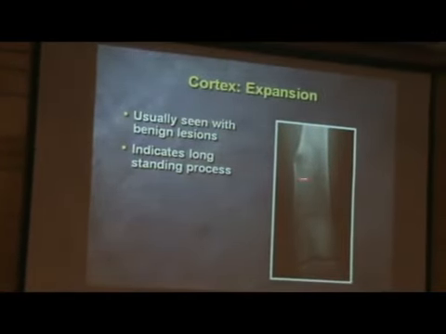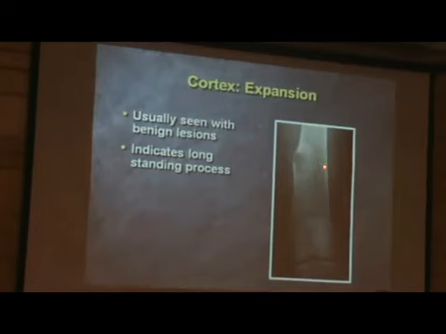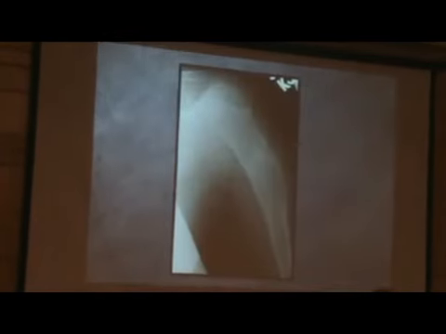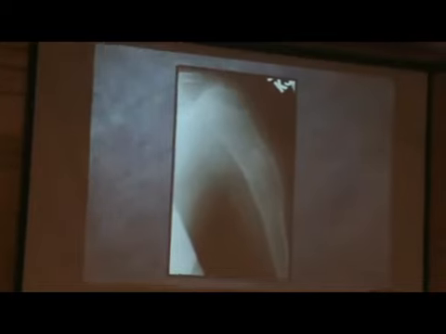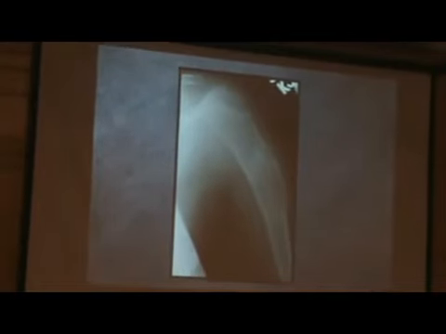Overlying cortex usually is expanded if it's a benign lesion. If there's expansion, we always consider that a good sign, meaning that the lesion has been there for a long time and gave the body a chance to remodel around this area. Here's a good example of that in this patient with a non-ossifying fibroma. You can see that there's an eccentric lesion with well-defined sclerotic margins and expansion or remodeling of the overlying cortex. Here's another example where we see remodeling of the cortex in this patient with a healed unicameral bone cyst.